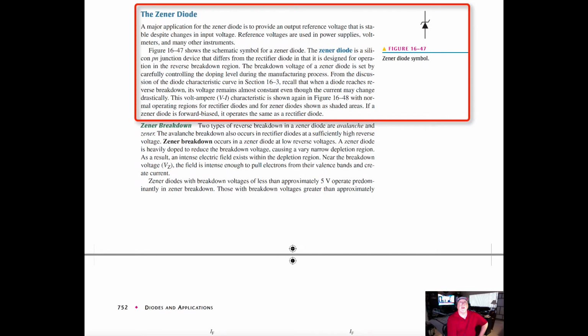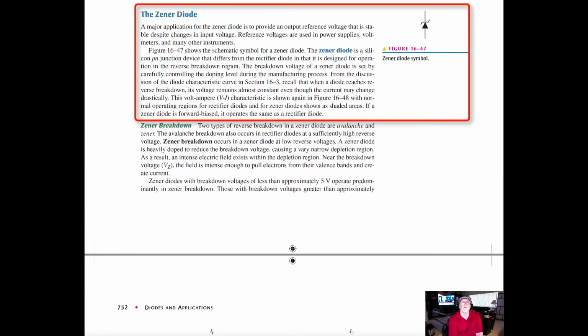A major application of the Zener diode is to provide an output reference voltage that is stable despite changes in input voltage. Reference voltages are used in power supplies, voltmeters, and other instruments. You can see the diagram on the right for the Zener diode schematic.